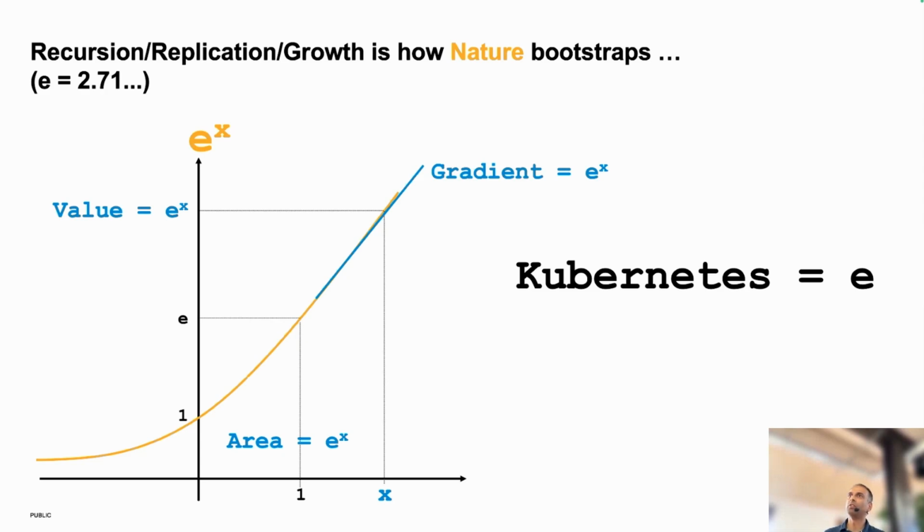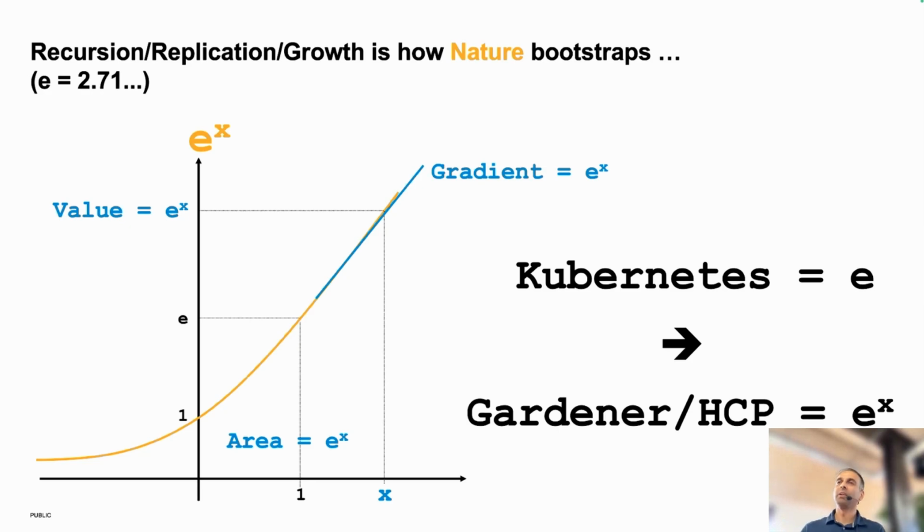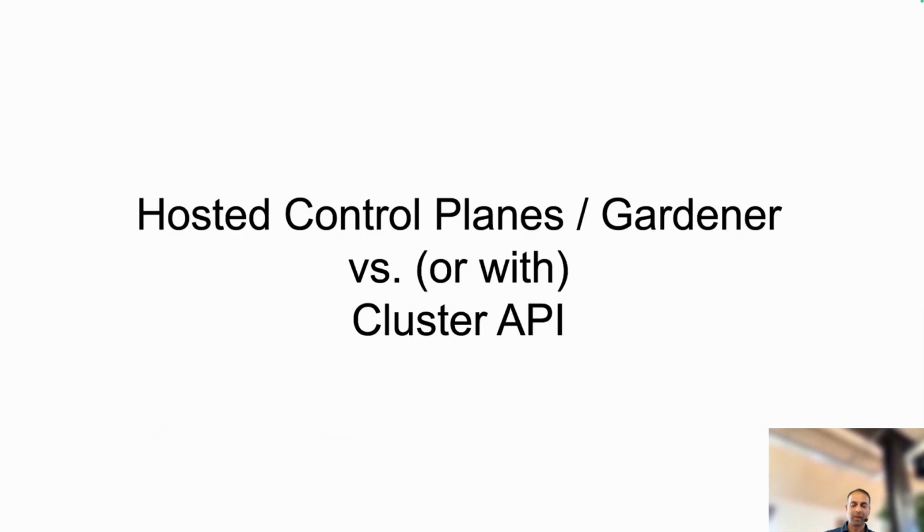And if you say Kubernetes is the constant e that you need, then surely Gardener or hosted control planes is the exponential function e to the power of x. Because Kubernetes itself does not use Kubernetes itself to produce its computational workload, right? You could call it also closure, right? Quod erat demonstrandum.